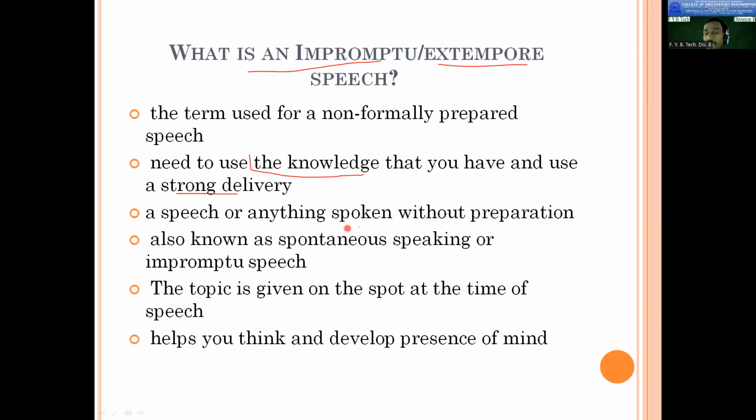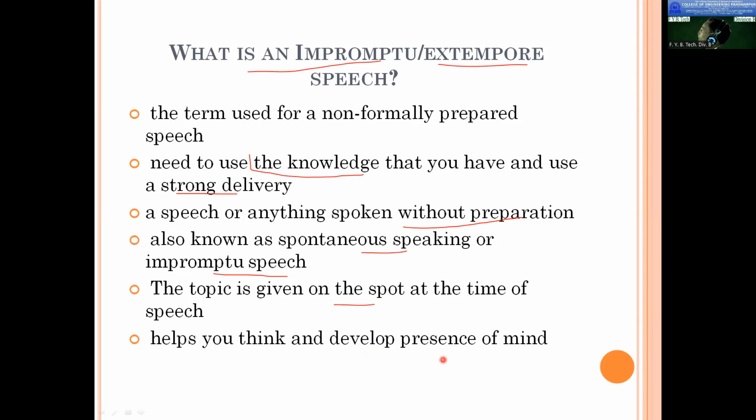A speech or anything spoken without preparation is known as spontaneous speaking or impromptu speaking. Without preparation, so that is the meaning. The topic is given on the spot at the time of speech, and it helps you think and develop presence of mind. What is the reason why such speeches are given?